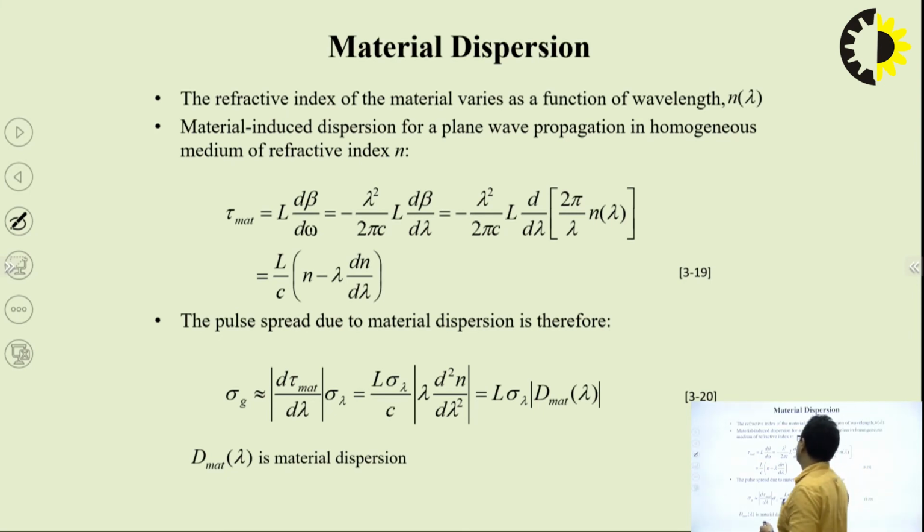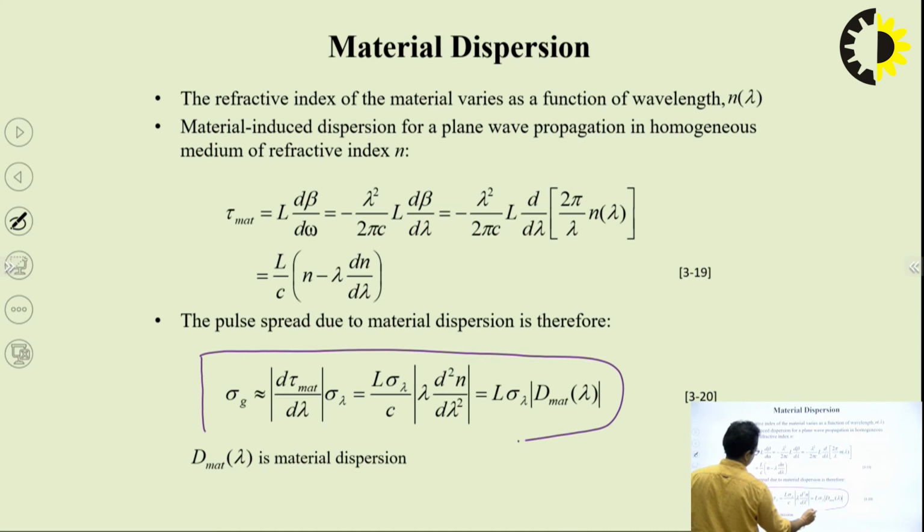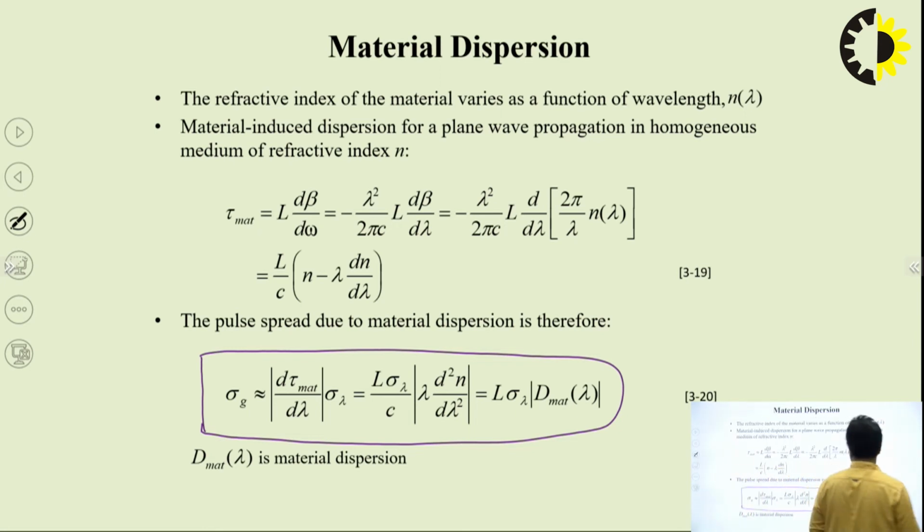Now, where d lambda is the material dispersion, the spreading due to the material dispersion can be formalized as L sigma lambda times the material dispersion. So one can easily find the material dispersion from this formula.